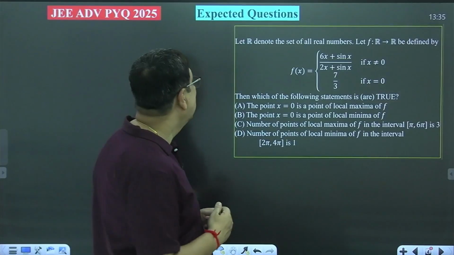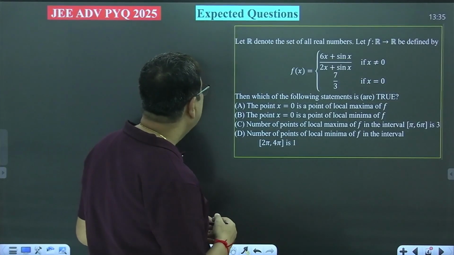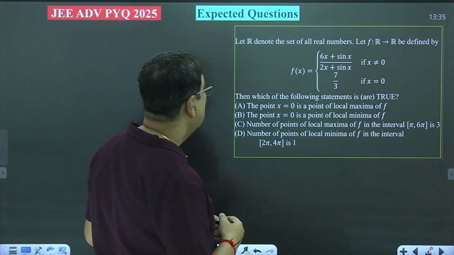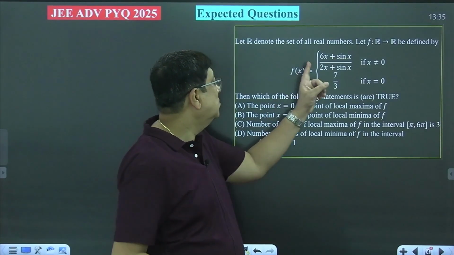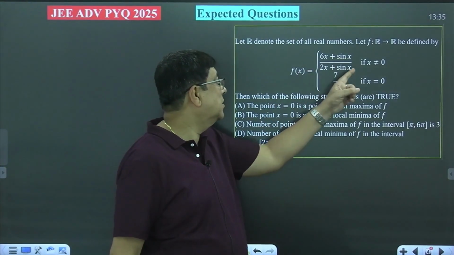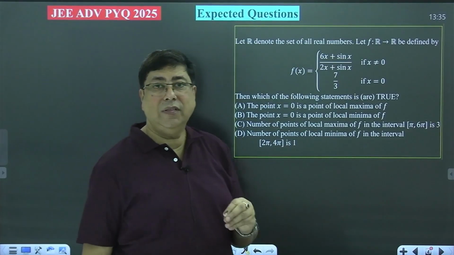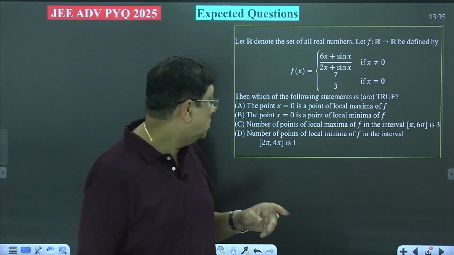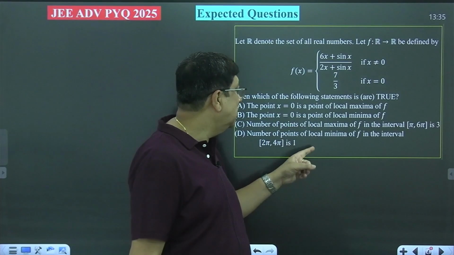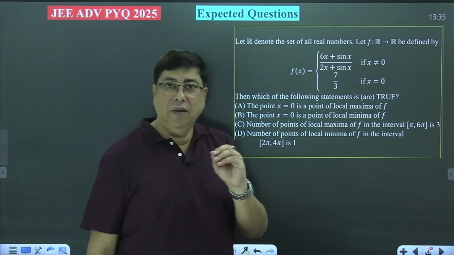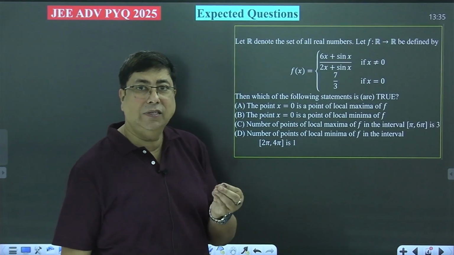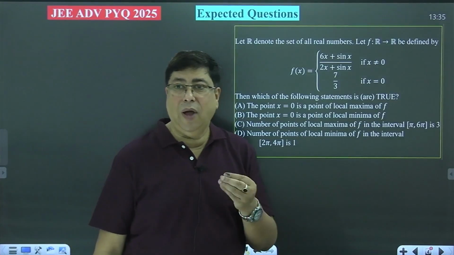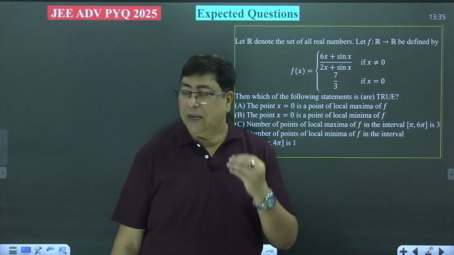In this case they are telling: let R denote the set of all real numbers, and f from R to R, f(x) equal to (6x plus sin x) by (2x plus sin x) when x is not equal to 0, and f(x) equal to 7 by 3 when x equal to 0. We are seeing that this is related to maxima and minima. We'll read this later. Let us proceed first by seeing the sum, what to do.